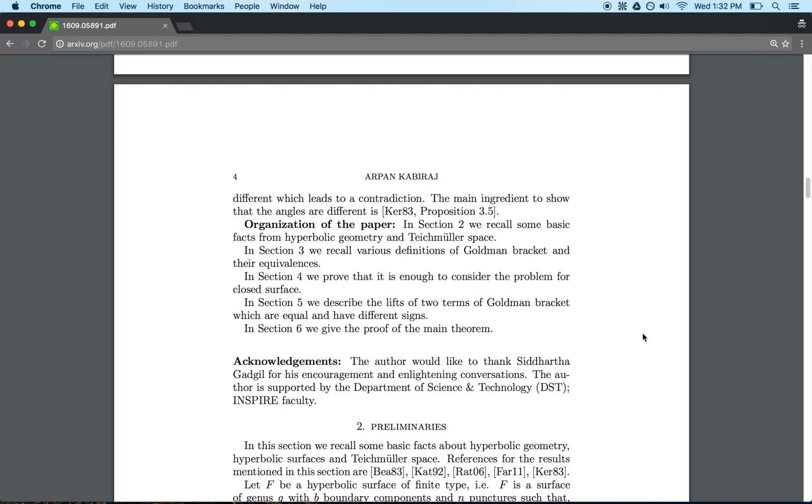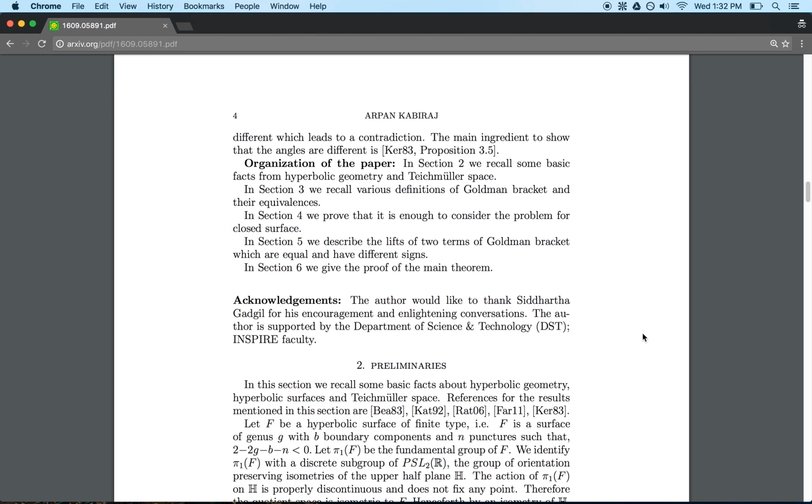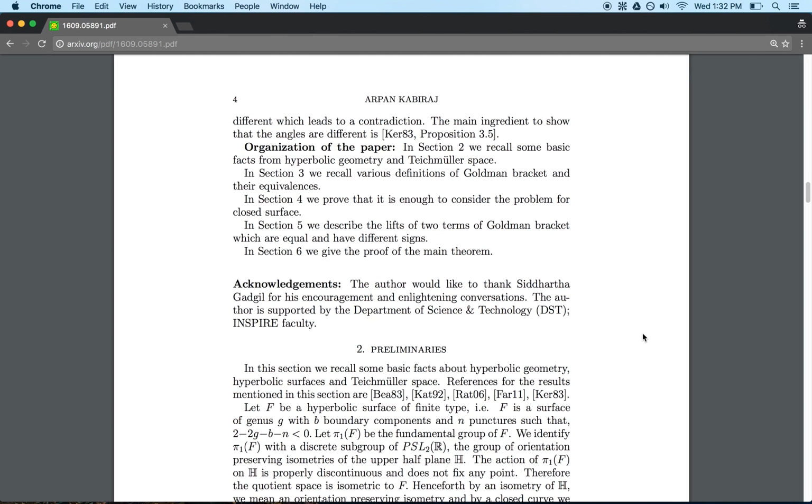Organization of the paper. In section 2, we recall some basic facts from hyperbolic geometry and Teichmuller space. In section 3, we recall various definitions of the Goldman bracket and their equivalences. In section 4, we prove that it is enough to consider the problem for closed surfaces. In section 5, we describe the lifts of two terms of the Goldman bracket which are equal and have different signs. In section 6, we give the proof of the main theorem.